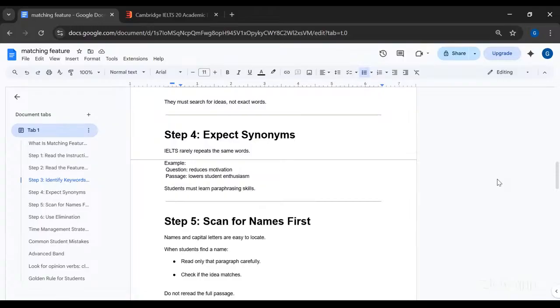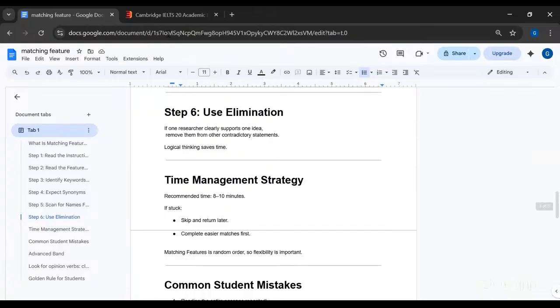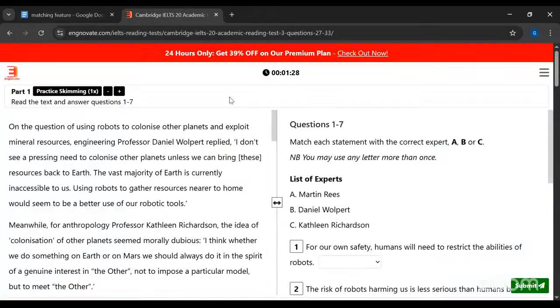So we have to keep in mind that we should be able to easily detect paraphrasing and synonyms, so our vocabulary should be that strong. And the last technique, the main technique for solving these matching features questions, is elimination. You have to eliminate the options to reach the final answer you want. So let's move towards the practice paper.